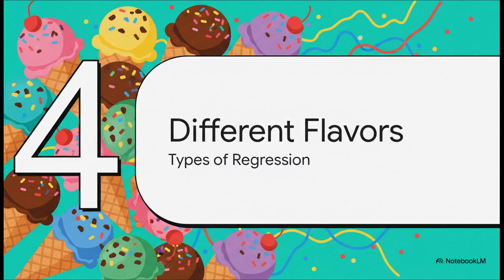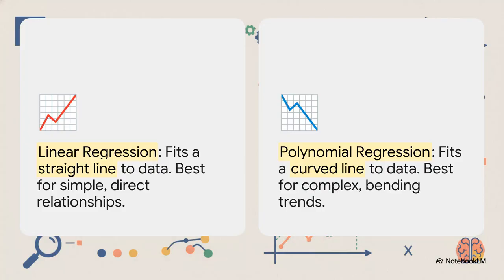Okay, but let's be real. The world isn't always a perfect straight line, is it? So just like there are different flavors of ice cream, there are also a few different flavors of regression, and they're each designed to handle different kinds of patterns you might find in your data. The two you'll hear about most are linear and polynomial.